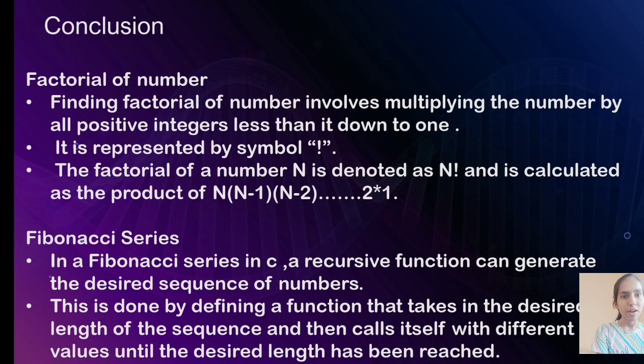Factorial of a number. Finding the factorial of a number involves multiplying the number by all the positive integers less than it down to 1. It is represented by the symbol factorial. The factorial of a number n, denoted as n factorial, is calculated as the product of n into n minus 1 into n minus 2, and so on, down to 2 into 1.